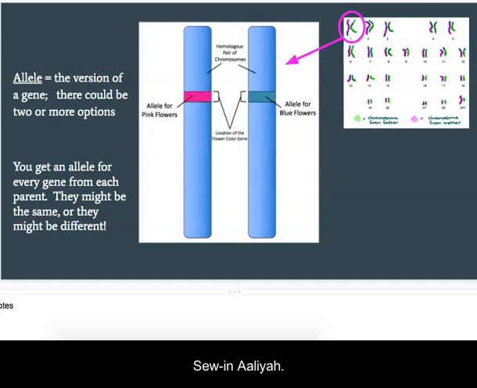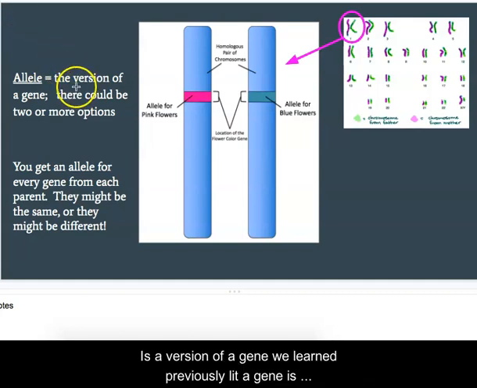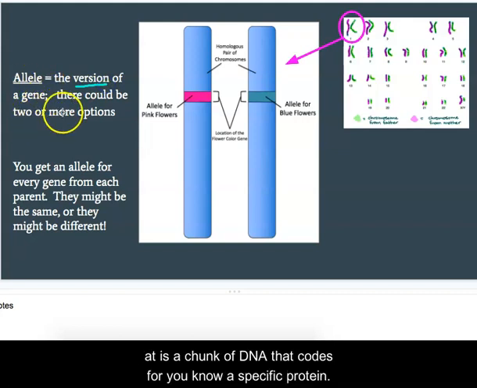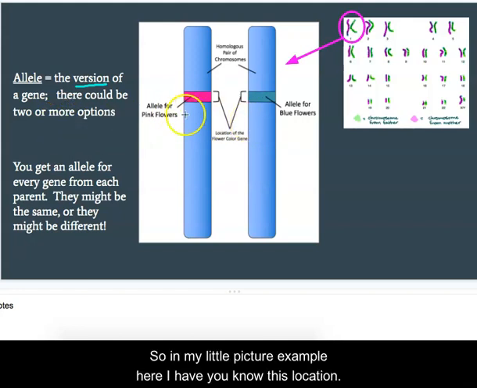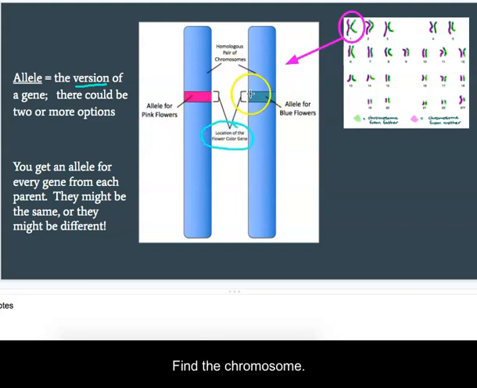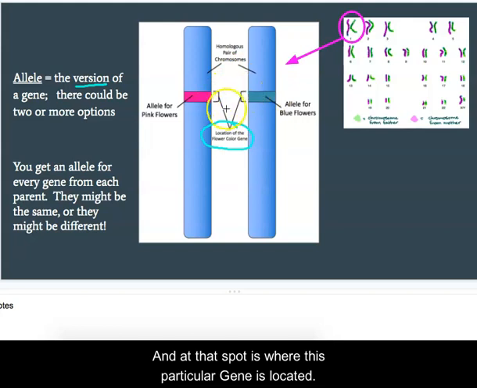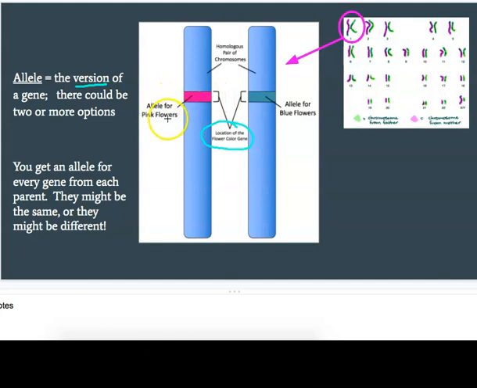All right, so an allele is a version of a gene. We learned previously that a gene is a chunk of DNA that codes for a specific protein. So in my little picture example here, I have this location on the chromosome, and at that spot is where this particular gene is located. An allele is a version that you happen to have there.